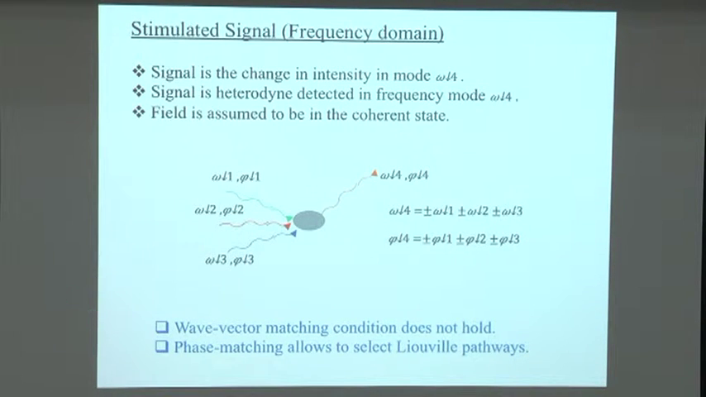Now, in the theory, I will assume that this field is in the coherent state always. Mind that in this case, there is no wave vector matching condition because it's a single molecule experiment. There is no spatial distribution. So there is no phase matching condition, which helps you, in the theoretical formulation, to identify different pathways that lead to the signal.